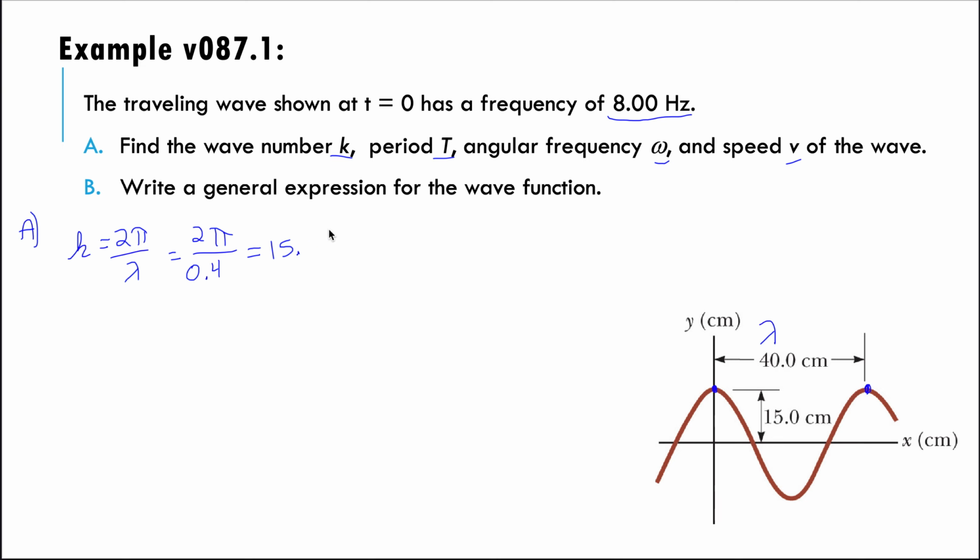We did forget to discuss the unit of the wave number. Well, 2 pi is in radians, and the wavelength is in meters. So the unit is radians per meter.